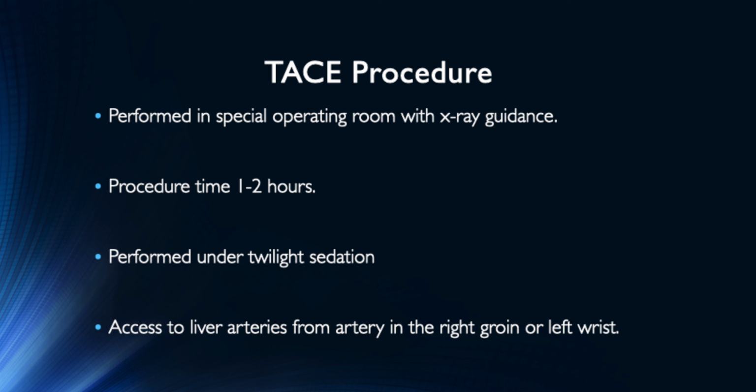As previously described, the procedure is performed in a special operating room under X-ray guidance. Access into the artery is usually in the left wrist or the groin, which then allows us to guide the catheter to the arteries in the liver to the tumor. Patients are under twilight sedation, which allows them to be woken during the case, but generally they do not remember the procedure the following day. The procedure takes about 1 hour, but the patients will be at the hospital for at least 6 hours.